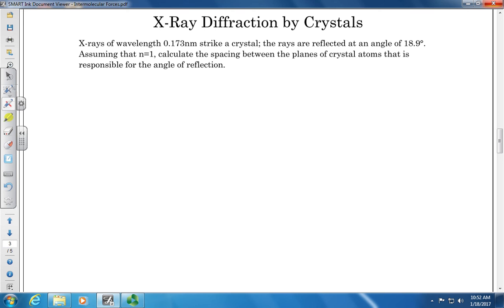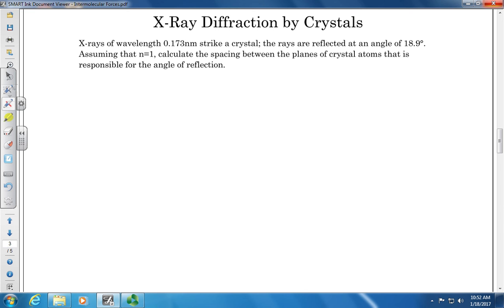X-ray diffraction by crystals. X-rays of wavelength 0.173 nanometers strike a crystal. The rays are reflected at an angle of 18.9 degrees. Assuming that our principal quantum number is equal to 1, calculate the spacing between the planes of crystal atoms that is responsible for the angle of reflection.